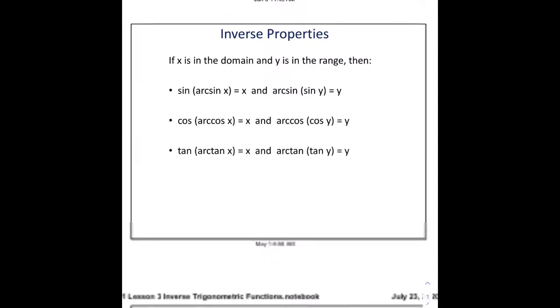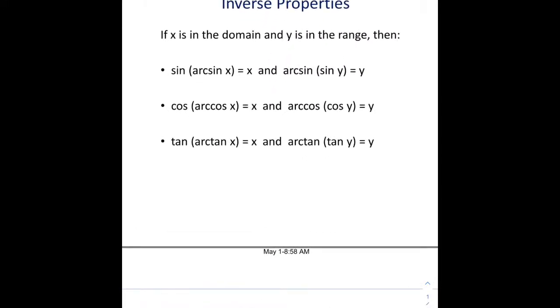So here's what our inverse properties say. If x is in the domain and y is in the range, then if you take the sine of the arcsine of x, again, provided this is true, then yes, they cancel and you get x. Yes, they cancel and you get y. And the same holds for the others.